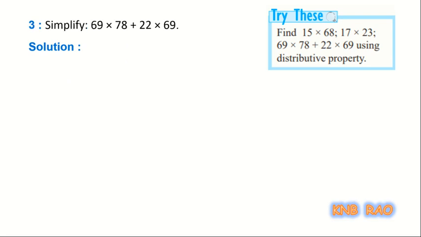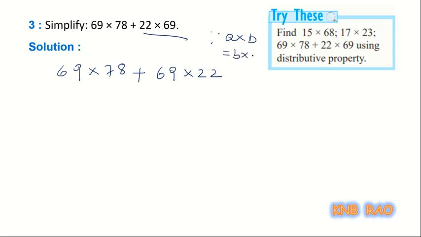Now the third question is: simplify 69 into 78 plus 22 into 69. Students, here once again I am telling you, this 22 into 69 can also be written as 69 into 22, because of the commutative property: A into B is equal to B into A. Using commutativity we can do this.